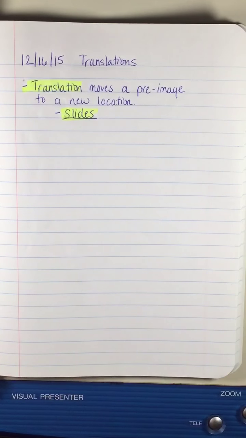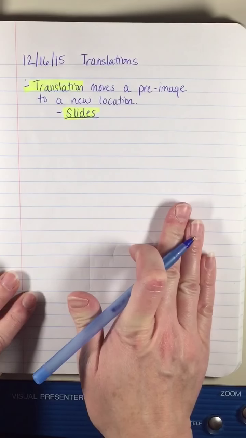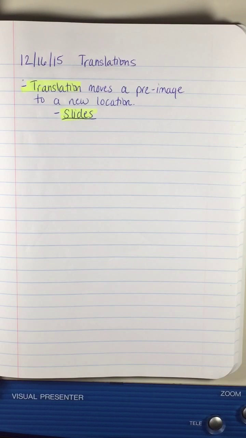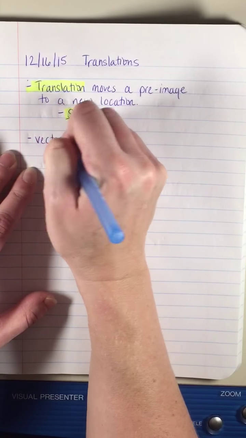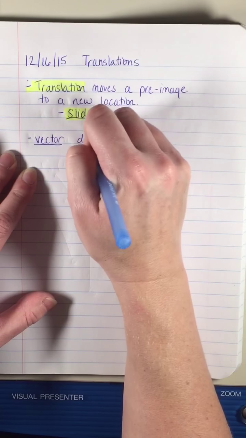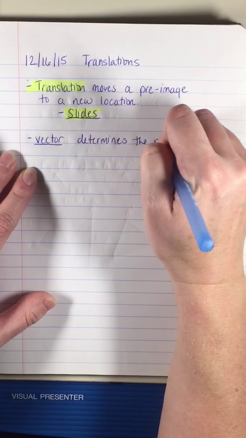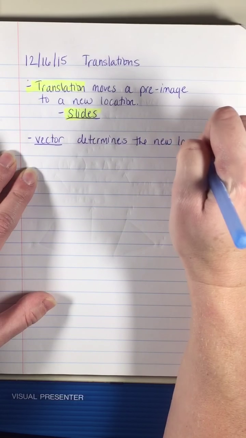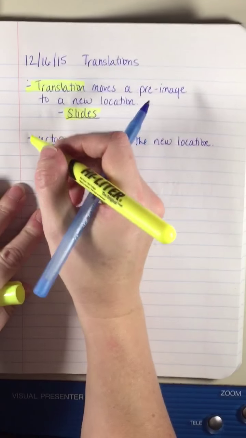So it's different than a reflection in the fact that there's no flipping going on. We are just sliding it, okay? So we need to know where that new location is going to be. So our vector determines that new location. So highlight that.